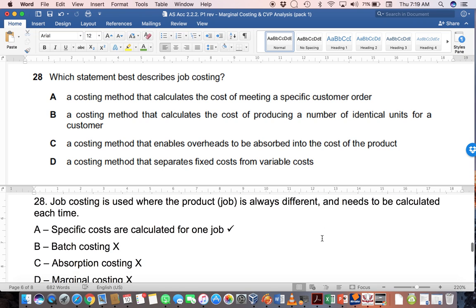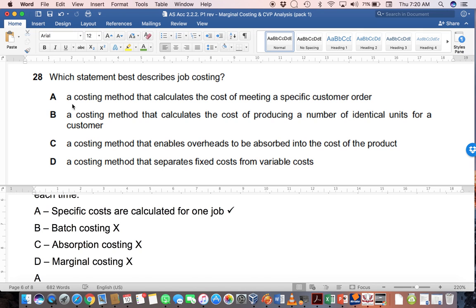Number 28. Which statement best describes job costing? Now remember, job costing means that you are costing each individual job. It's usually used in a situation where each job or each product is very different to the next one. So it might be that you are custom making particular orders or something like that. If you have a look at the options available, A specifies a costing method that calculates the cost of meeting a specific custom order. That one certainly does seem to apply to job costing, but we need to just check the others before we choose that as the answer.